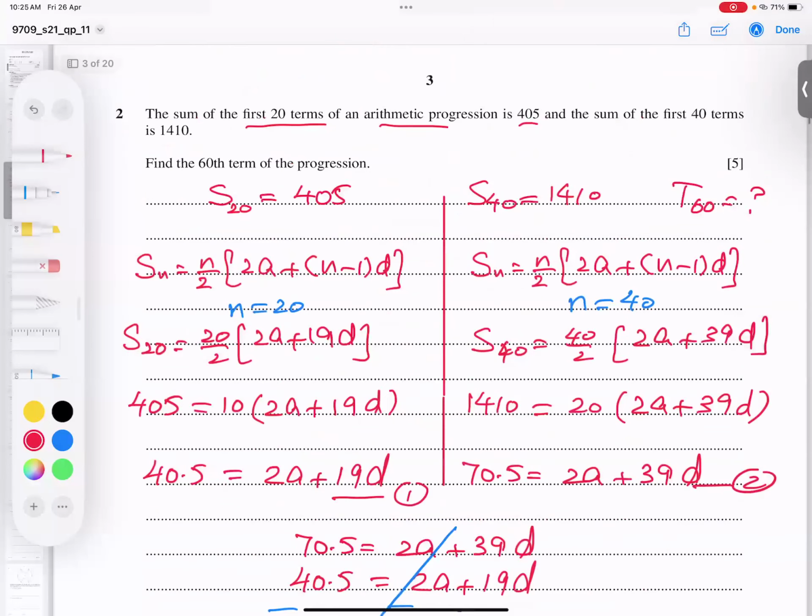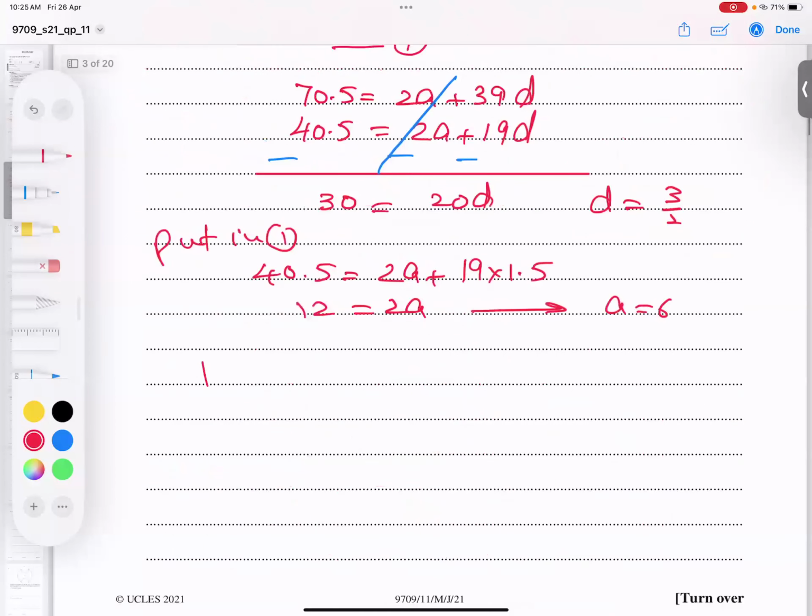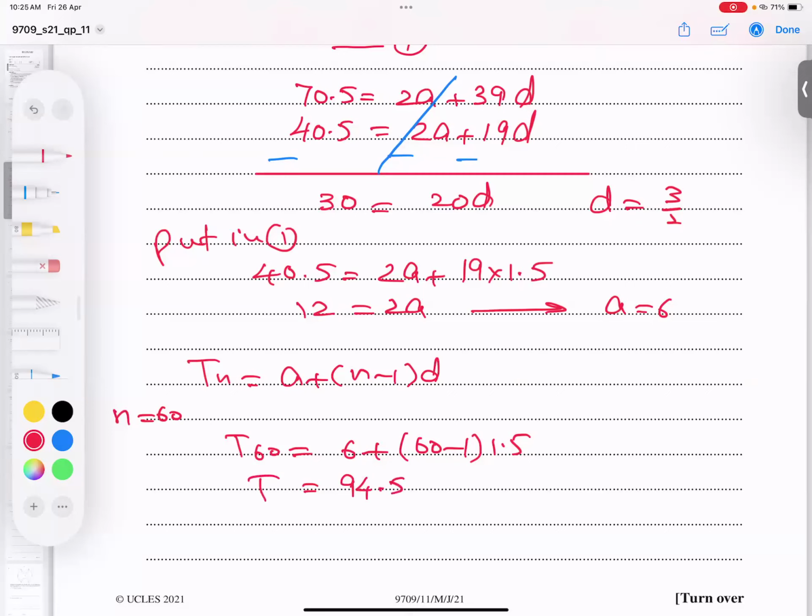Is it game over? No. T60 is the target. The Tn formula is a plus n minus 1 times d. Replace every n by 60. T60: a is 6, n is 60 and d is 3/2 or 1.5. If I type this in the calculator, 6 plus 59 times 1.5, it gives me 94.5. I believe there's nothing hard for you. Alhamdulillah Rabbil Alameen. Let's go for the next part.